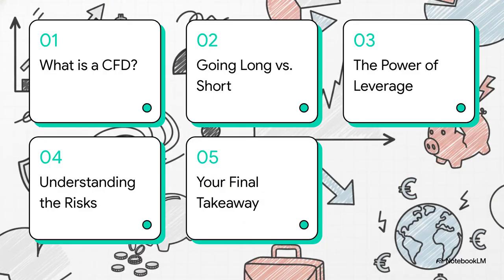So here's the game plan for this explainer. First, we're going to nail down what a CFD actually is. Then we'll get into how you can trade, whether you think the market's going up or down. After that, we'll explore leverage. It's the thing that makes CFDs so powerful. And that leads us to the most important part, the risks. And finally, we'll wrap it all up with the key things you absolutely need to take away.